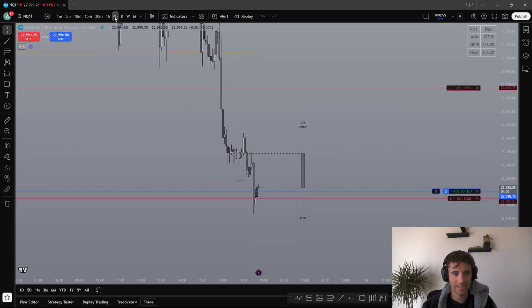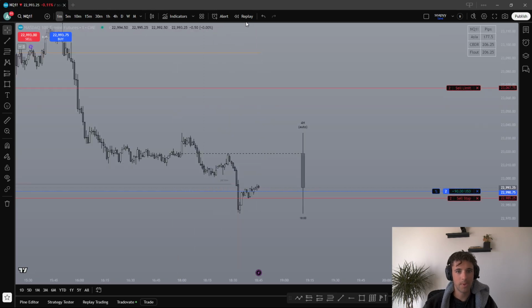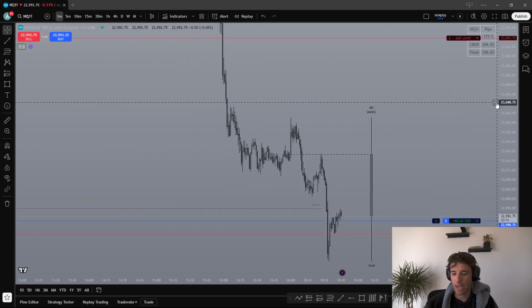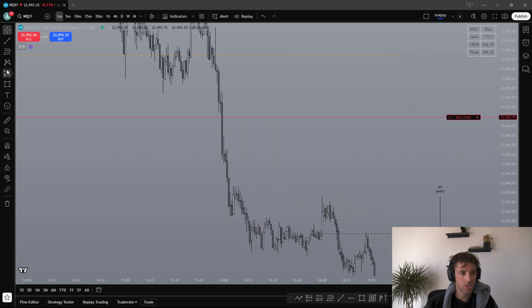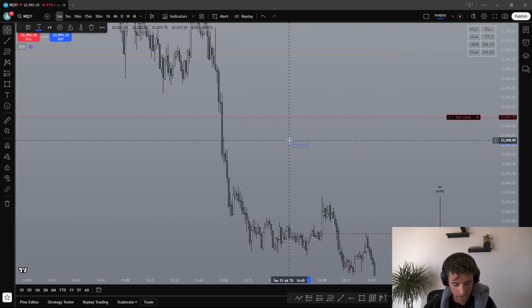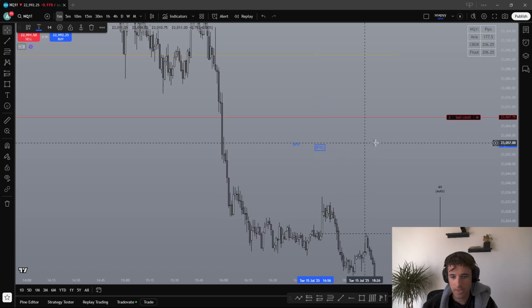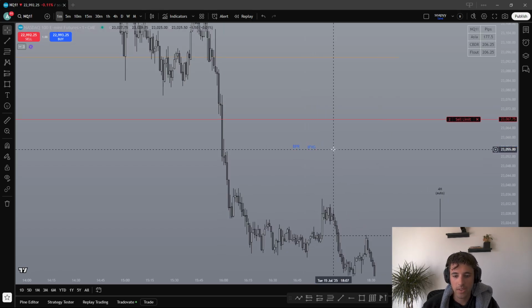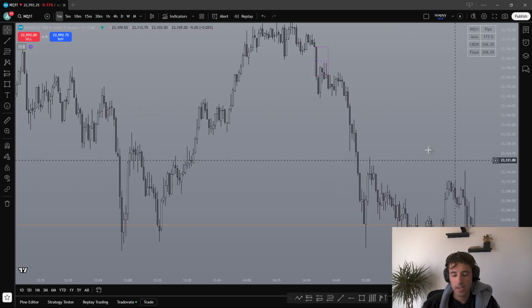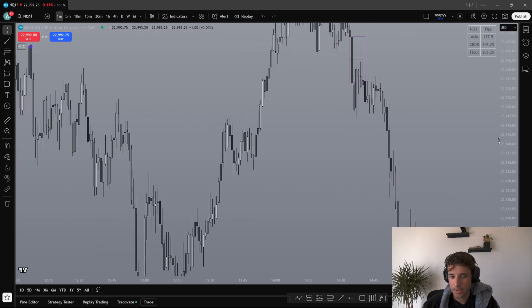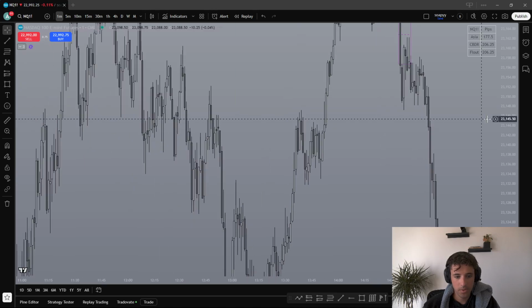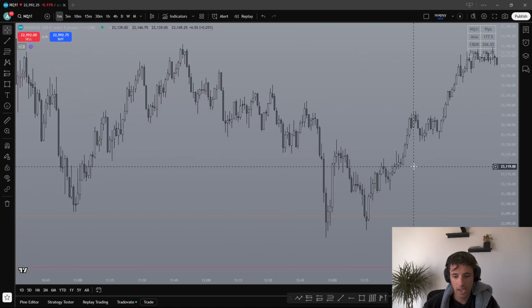So then, wait, what are inversion ones? So that's called a balanced price range or IFVG. One term you'll hear is BPR, balanced price range, and the other term is IFVG. That's a good question. So that's when 2 fair value gaps overlap. For example, yes, and then they inverse.